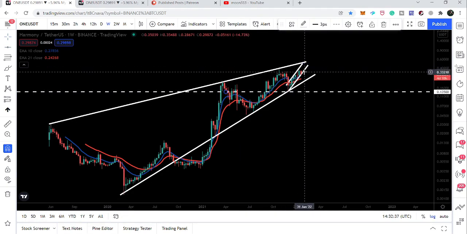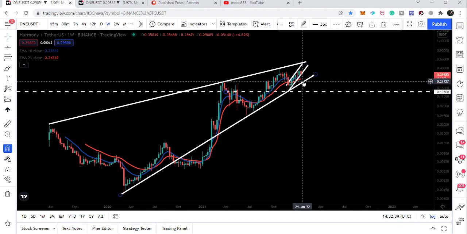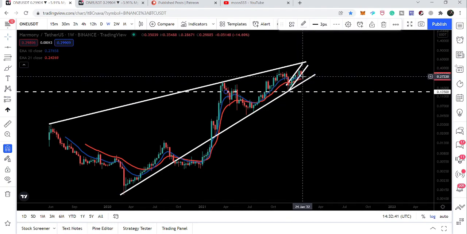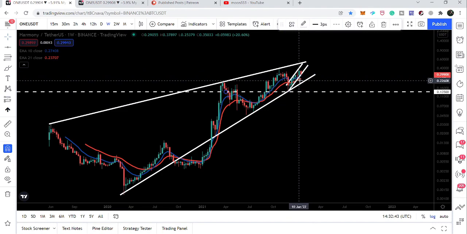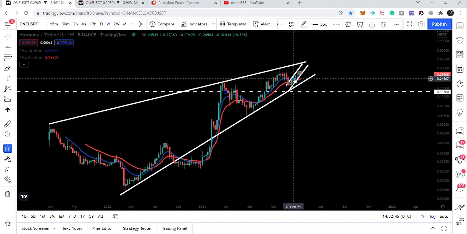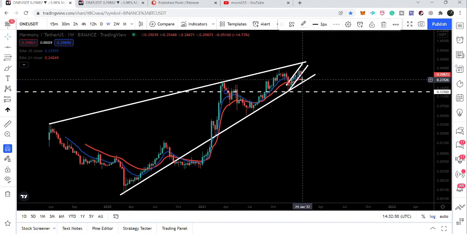However, I'm expecting that in case we move down, we can have a reversal from this EMA 21, because it is not broken down, and we are having a bull cross between the EMA 10 and 21 as well. While these moving averages are in bull cross, they can work as a very strong support for the price line as well. So this was the update so far.